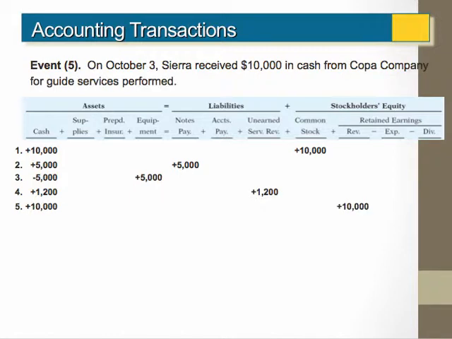On event number 5, on October 3rd, Sierra receives $10,000 in cash from Copa Company for guided services performed. Note, in this event, we've actually performed a service, so we've therefore earned the revenue. So cash goes up on the asset side by $10,000, but the revenue increases by $10,000 over on the retained earnings.